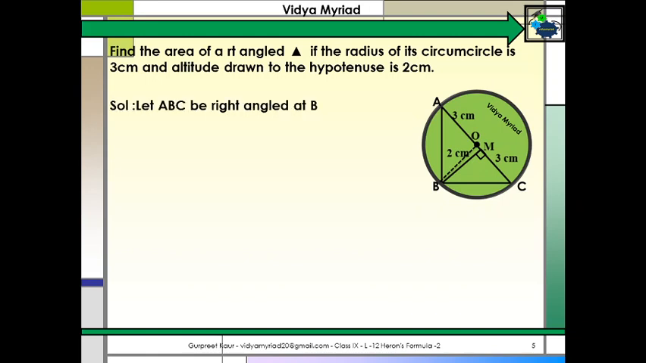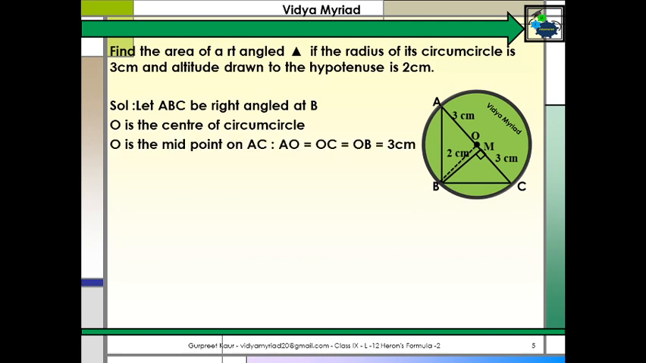ABC is a right angle triangle at B and O is the circumcenter, as already told. That means AO, OB and OC are all 3 centimeters. Now if I want to find the area of a right angle triangle, I can use the half base into height formula. But how do we know what is base and what is height? Let us check. The hypotenuse is AC. What is AC? AO plus OC, that is 3 plus 3, which is 6 centimeters.